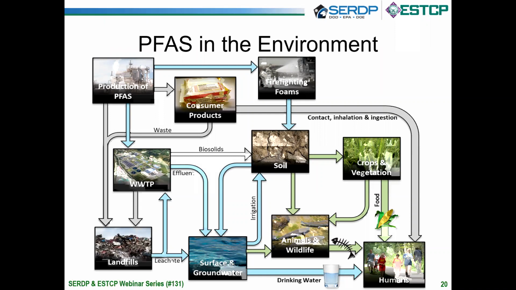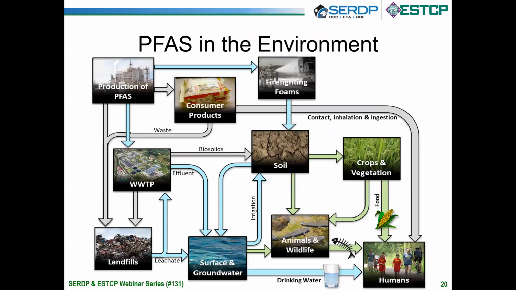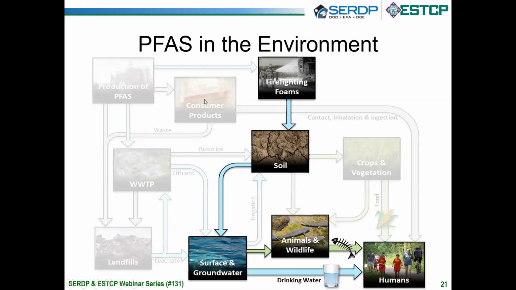Per and polyfluoroalkyl substances, or PFAS, have been ranked amongst the highest priority contaminants of emerging concern due to their persistence, their bioaccumulative potential, their human and ecosystem toxicity, and their global distribution. There are many pathways of PFAS to the environment coming from sources including manufacturing sites, the disposal of consumer products, and firefighting foams used at airports and military sites.